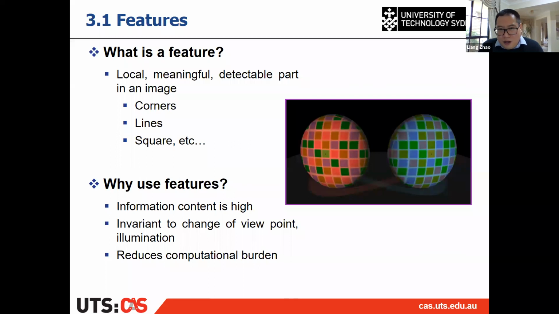A feature is a local, meaningful, detectable part of an image. So a feature is still a part of the image, but it is a local, meaningful and detectable part. For example, a corner. If you remember, when you used the checkerboard for camera calibration, that checkerboard has a lot of corners, and you need to extract the corners from the images of the checkerboard. Then you use the location of the corners to calculate the intrinsic parameters. That is a kind of feature. So a corner can be a kind of feature, and lines can also be features, and also squares.